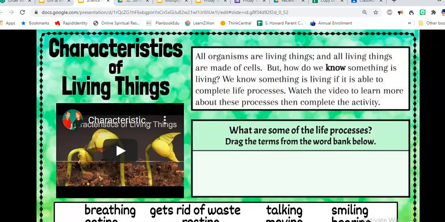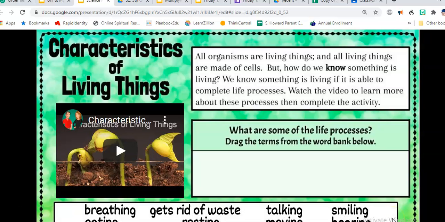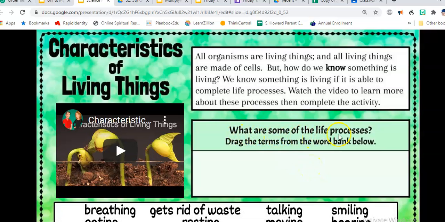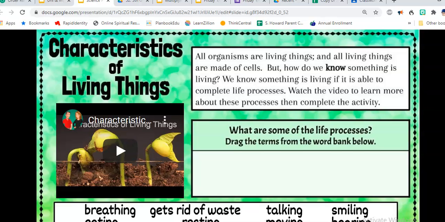All right, so what are characteristics of living things? We have a video right here we're going to watch after we read this insert right here. And then you're going to use the word bank down at the bottom to drag into this box to answer this question. What are some of the life processes? So we want to be listening for life processes that we have to consider what living things are. All right, so let's begin.